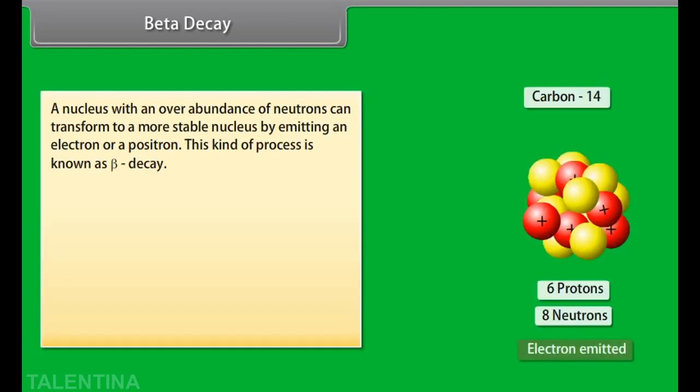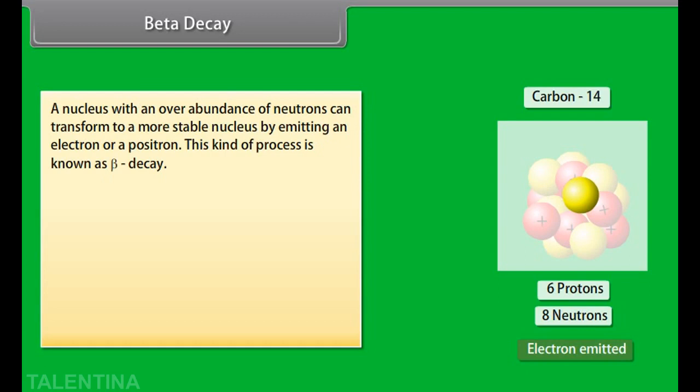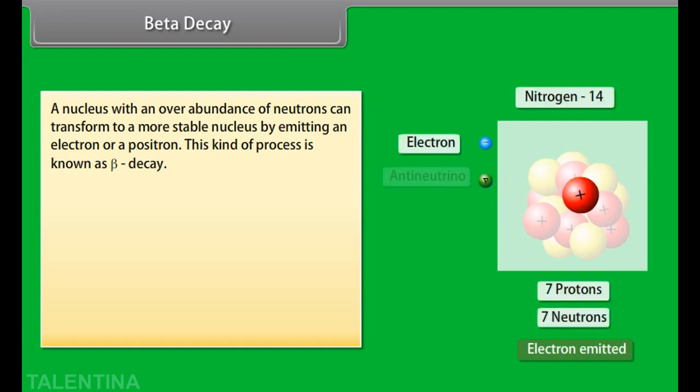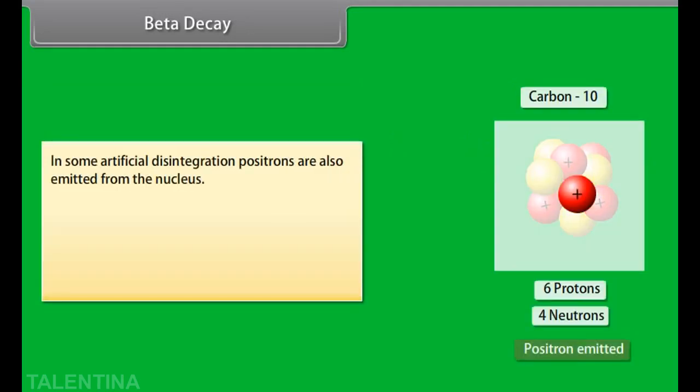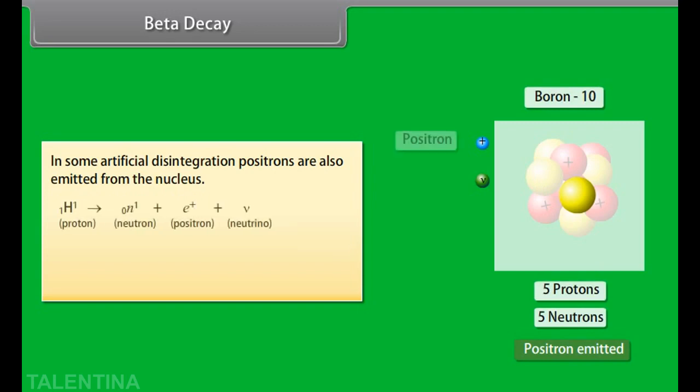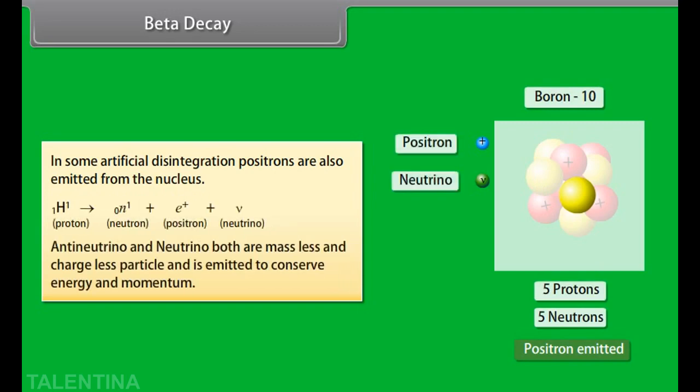Beta decay. A nucleus with an overabundance of neutrons can transform to a more stable nucleus by emitting an electron or a positron. This kind of process is known as beta decay. This process can be expressed as shown, where β is the beta particle and ν̄ is the antineutrino. In some artificial disintegration, positrons are also emitted from the nucleus. Antineutrino and neutrino are both massless and chargeless particles, emitted to conserve energy and momentum.